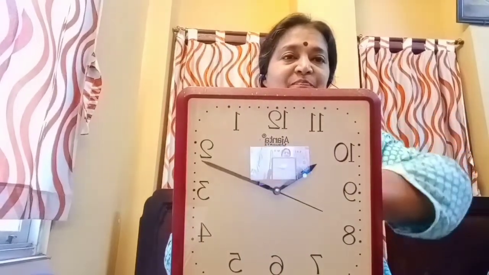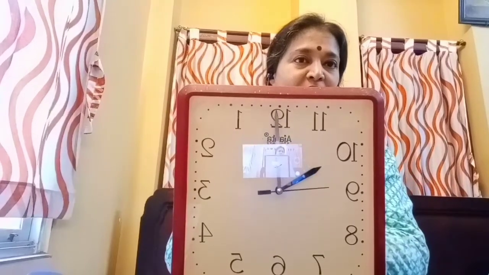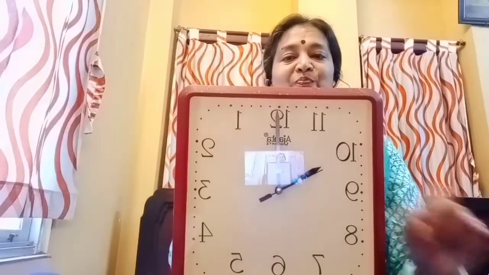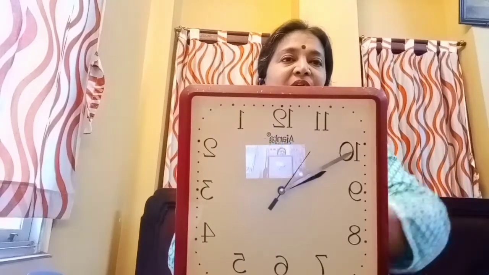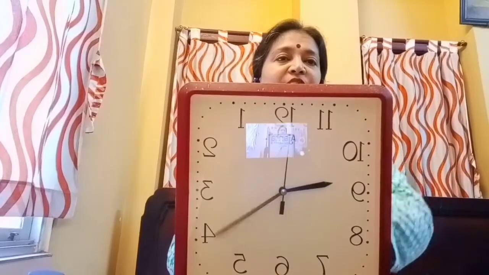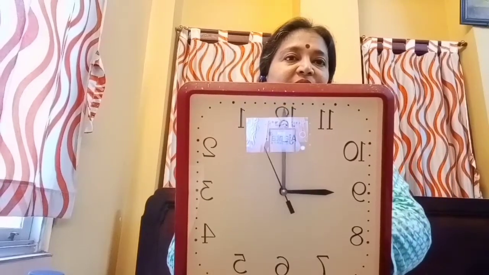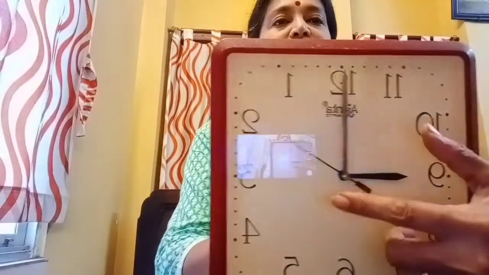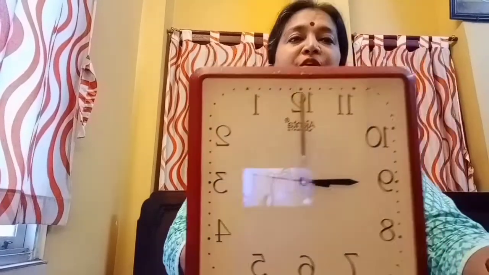Suppose I keep the small hand on 10 and I keep the long hand on 12. What is the time? It is 10 o'clock. Now, if I shift this long hand very fast and try to make another time. See. Now, the short hand is on 9 and the long hand is on 12. Then what is the time? It is 9 o'clock.